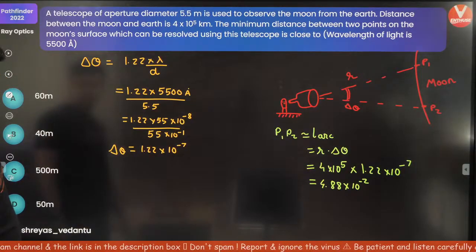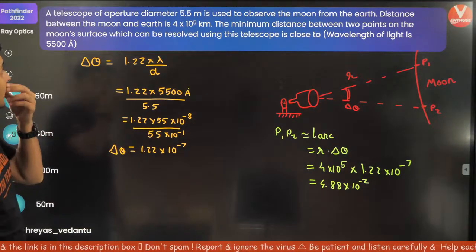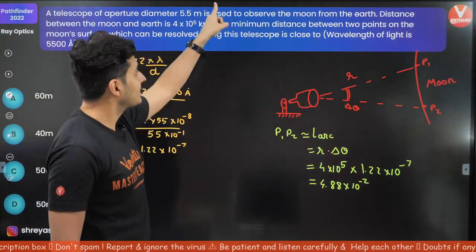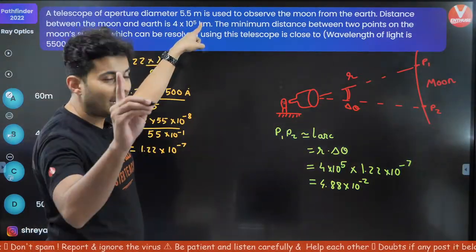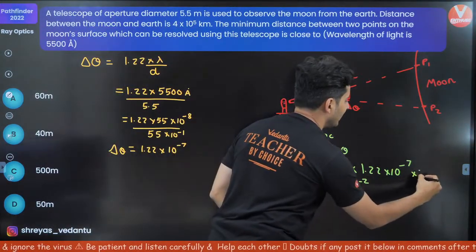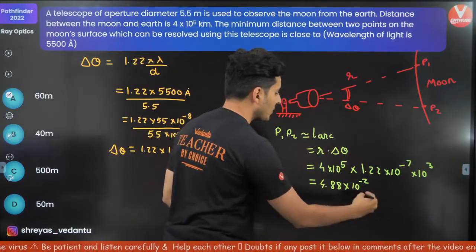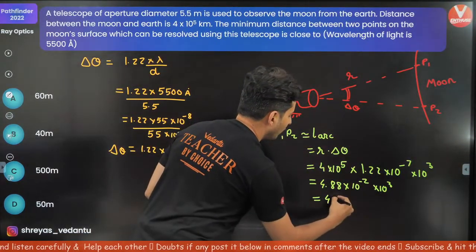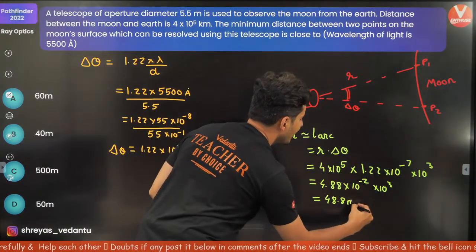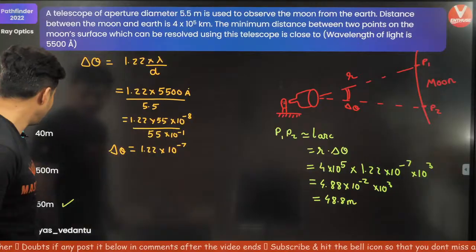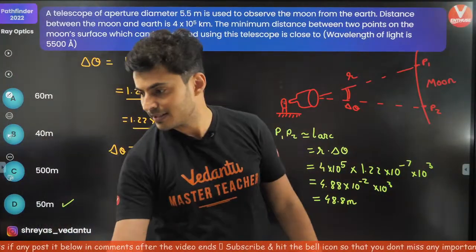So I am getting 0.488, but oh, wait a minute. This is in kilometers. So I need to convert it into meters. I need to multiply this entire thing by 10 to the power 3, that means it will be 48.8 meters, which is very close to 50 meters, I believe.